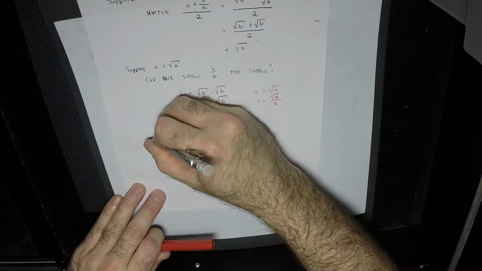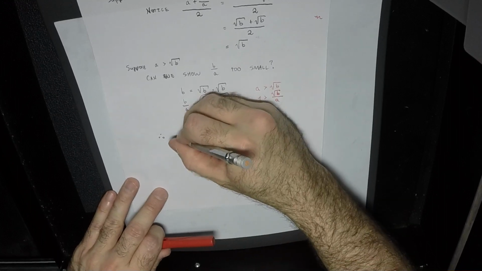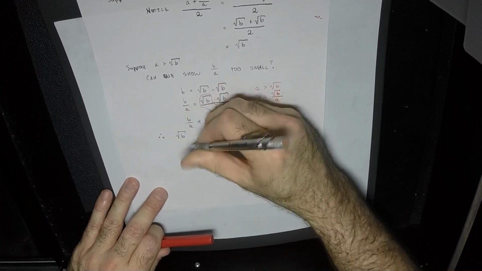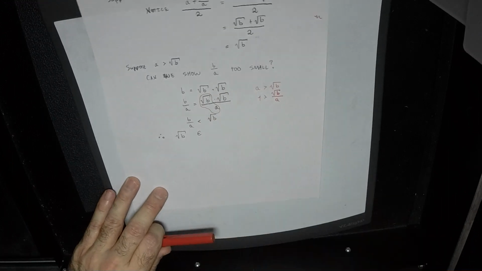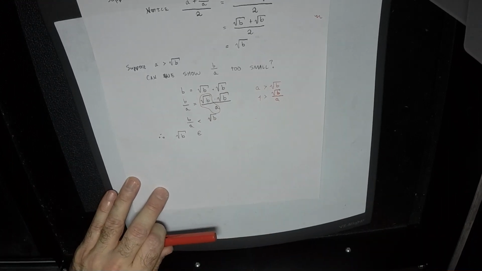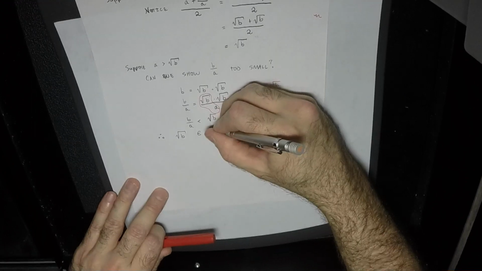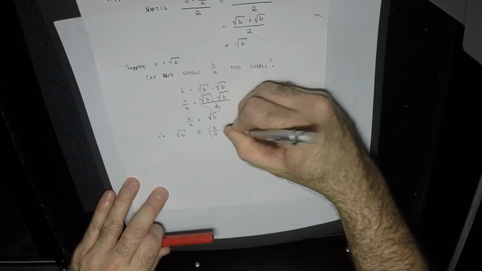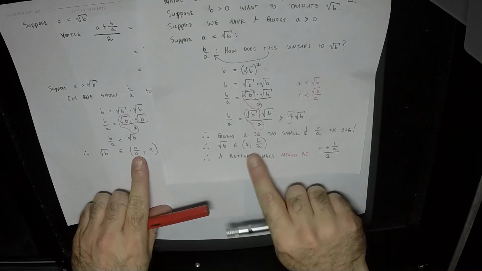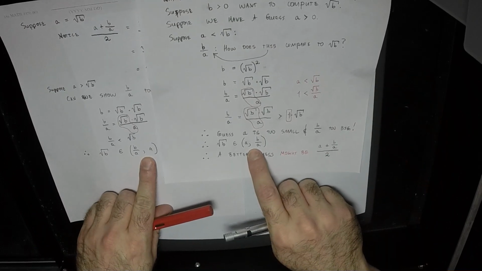Therefore, we've established that the square root of b must be in the interval, what? B over a to a. Now that's a different interval than the other one because, well, it's just that they're in the other order. But in this case too, we were able to establish an interval in which the square root must reside.